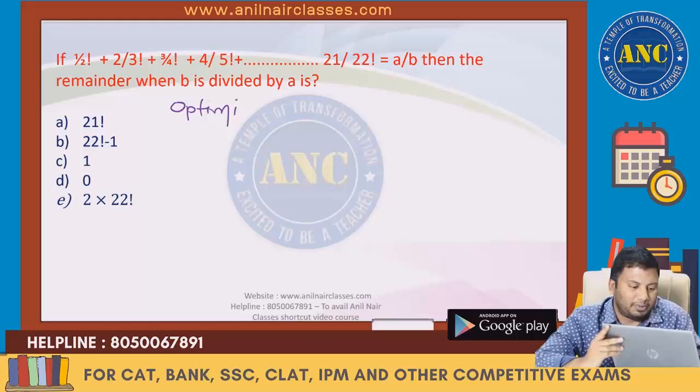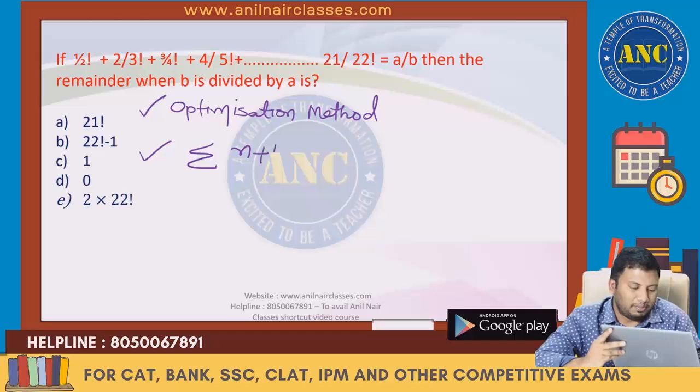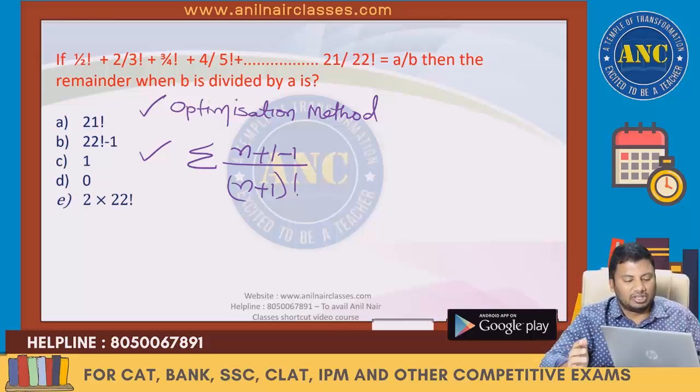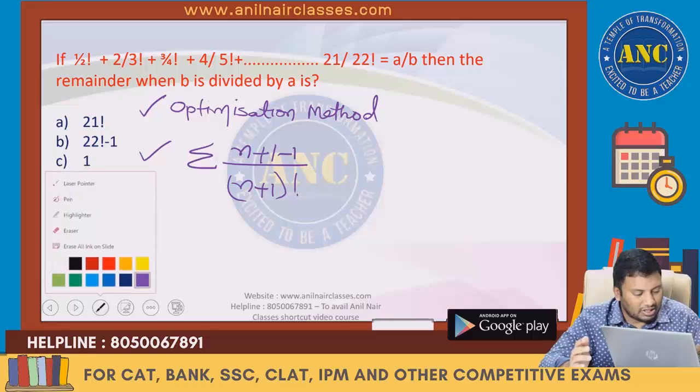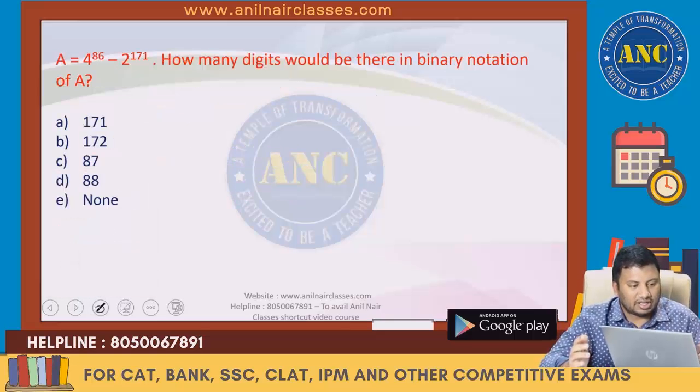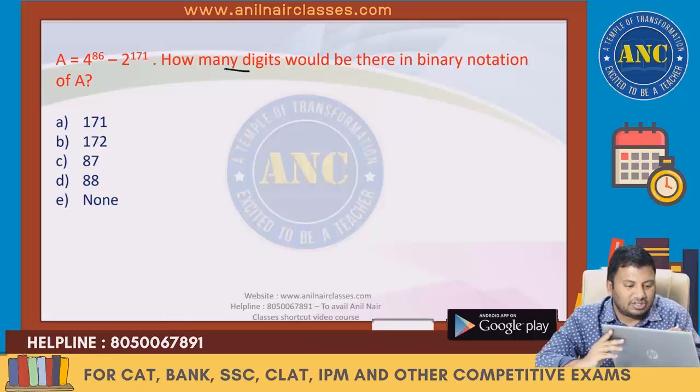Right, we discussed two methods. One is the optimization method, and another is to write it down as n plus 1 minus 1 divided by n plus 1 factorial. Two methods yesterday we discussed: the optimization method and n plus 1 minus 1 divided by n plus 1 factorial. Next one, number of digits method.